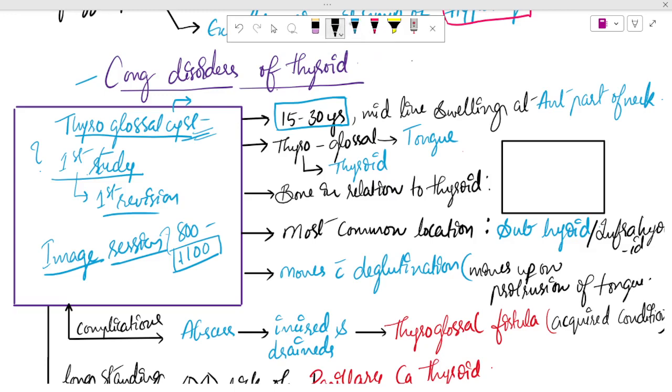Okay. Now, what is the presentation? What is the most common complaint that you will observe? There is a midline swelling at the anterior part of the neck.